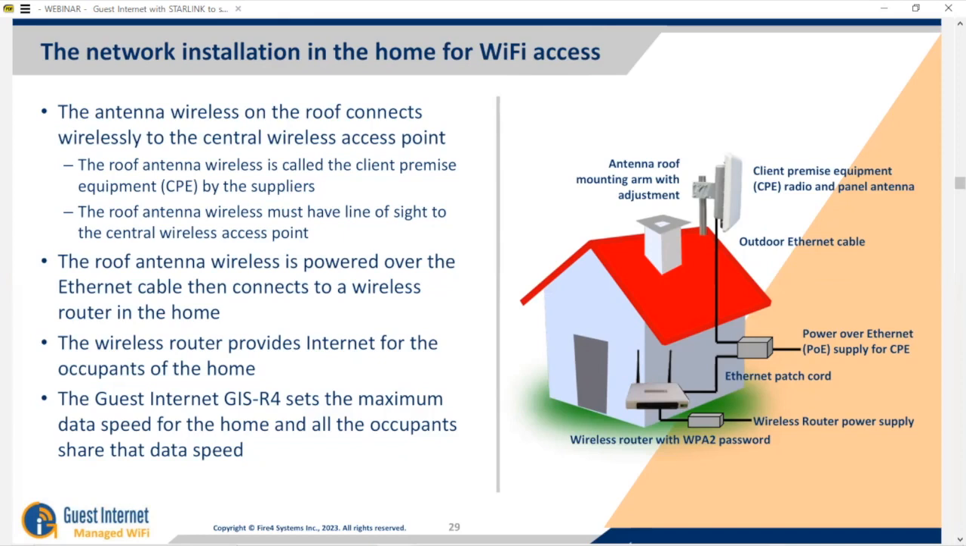There we set the speed of the CPE radio to the main antenna. And so the people in the home share that speed. And so if we set, for example, a maximum of 2 megabits for the connection to the home, then the people in the home share a connection of 2 megabits. And so if 4 people are using the connection, the data speed of each one sums up to 2 megabits.